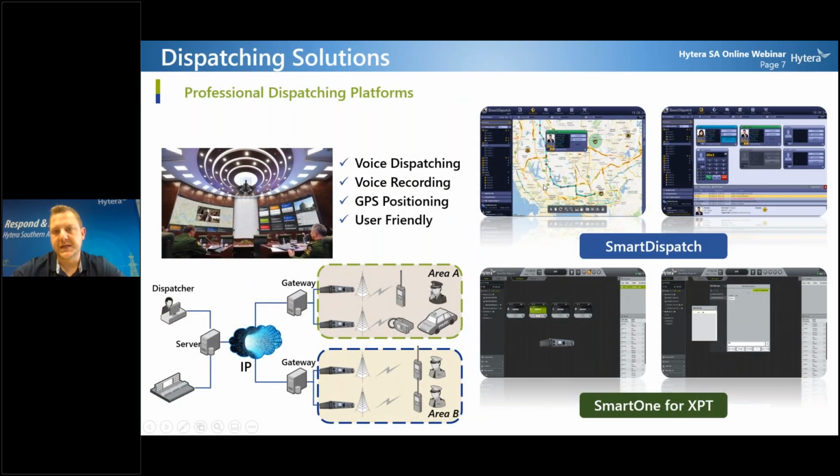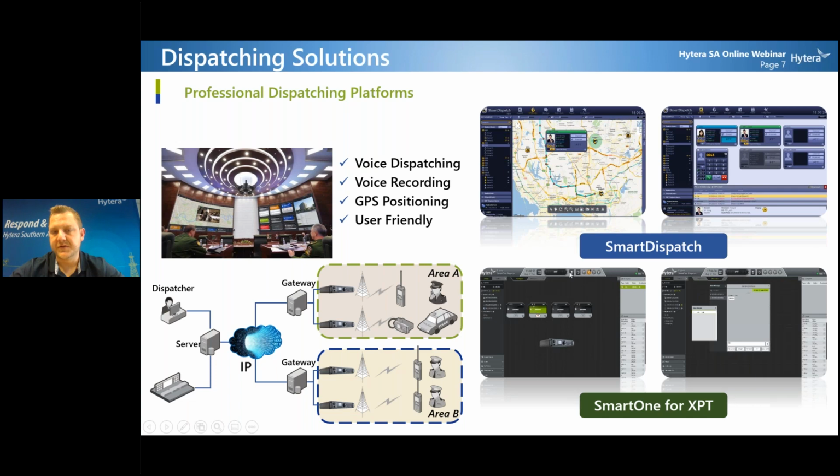So I did discuss the smart dispatch on Tuesday. Smart dispatch is for conventional, so it works with a conventional system. It can be used with an IP multi-site, but if you're going to upgrade to an XPT system, you would then need to use the smart one for XPT, which is this one here at the bottom.